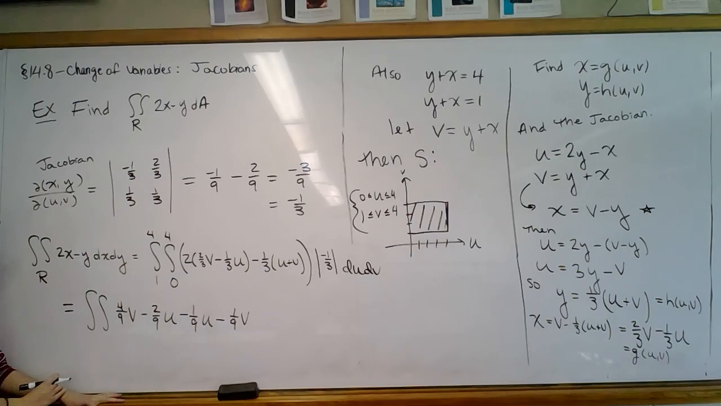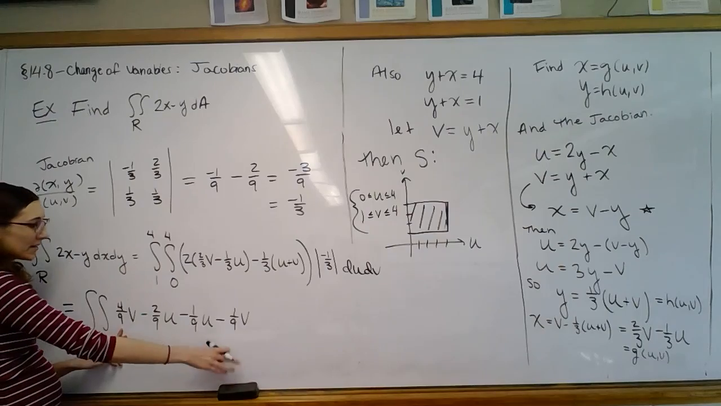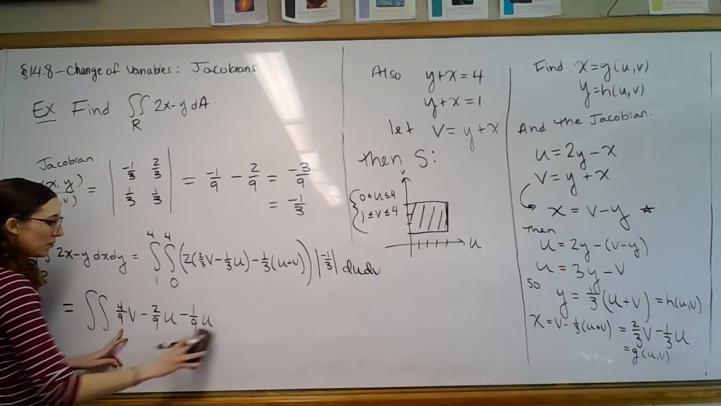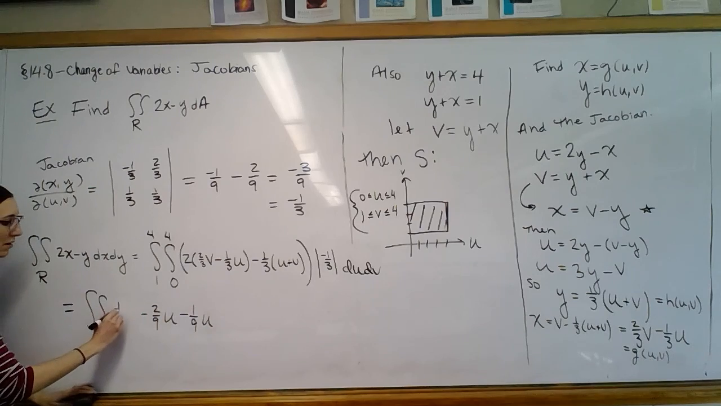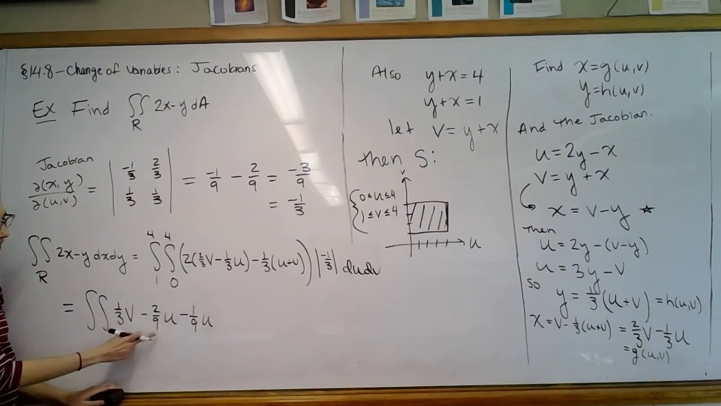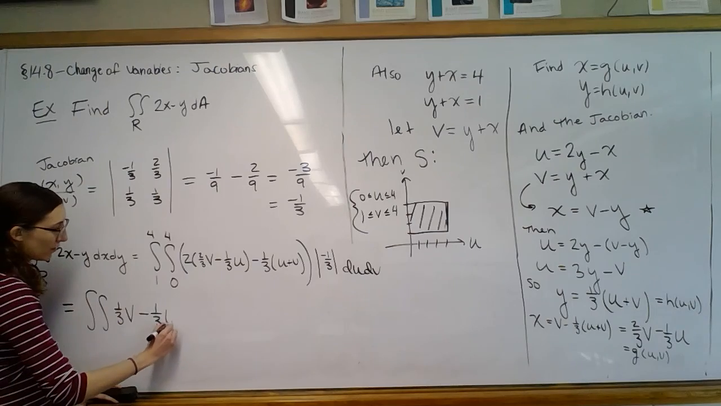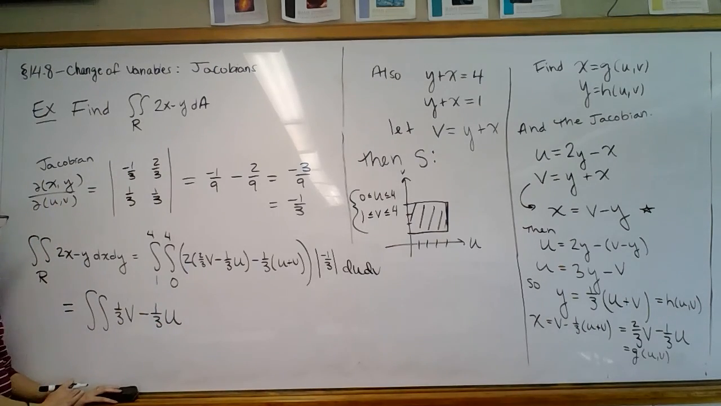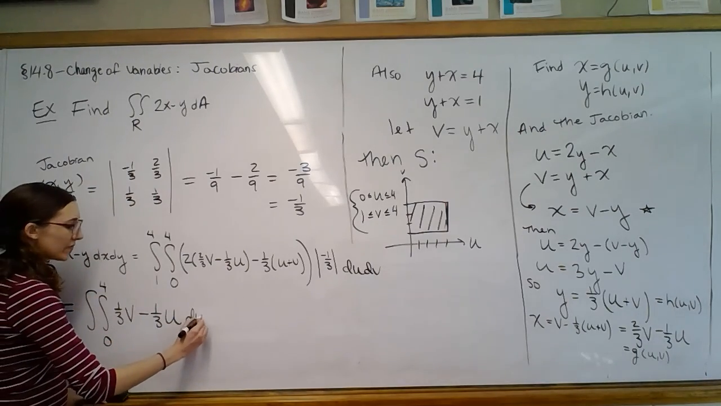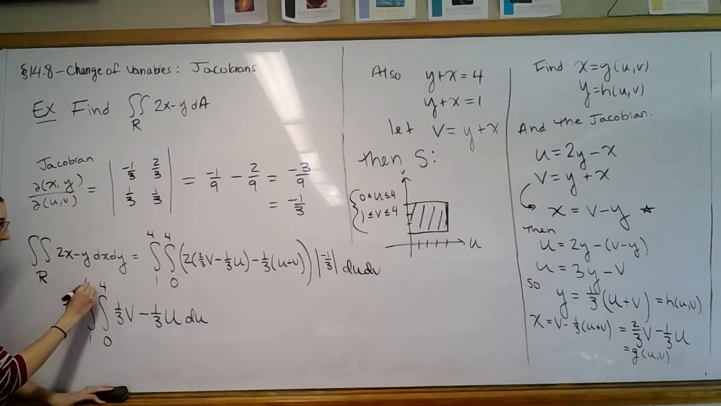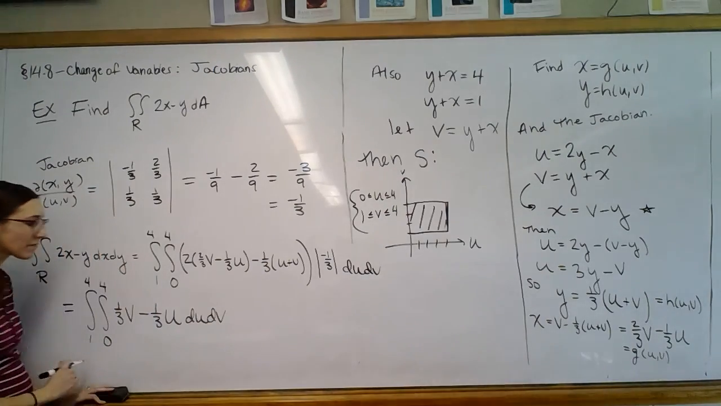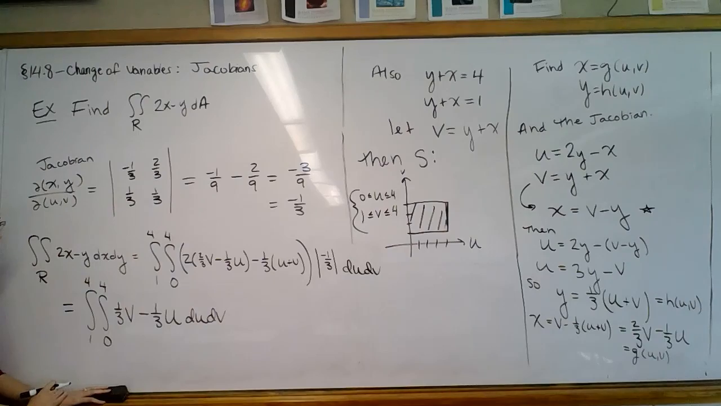We can combine those together. We might as well do it now. So we've got 4/9 v minus 1/9 v is 3/9, which is just 1/3. And then we've got -2/9 minus 1/9 is -3/9, which is -1/3. So not bad. 1/3 v minus 1/3 u, that goes from 0 to 4 du, and 1 to 4 dv. And now it's a real simple integral to finish out.